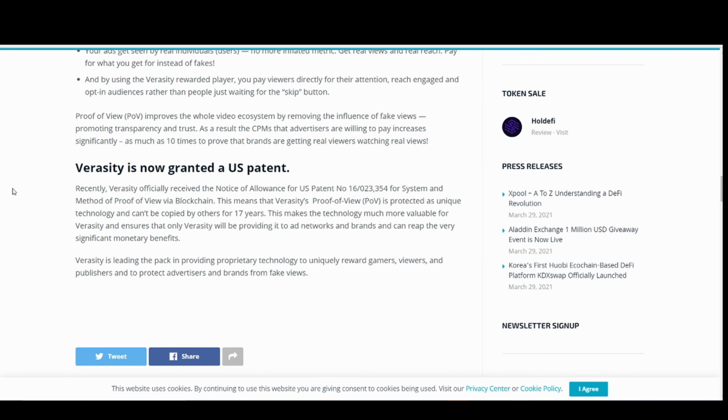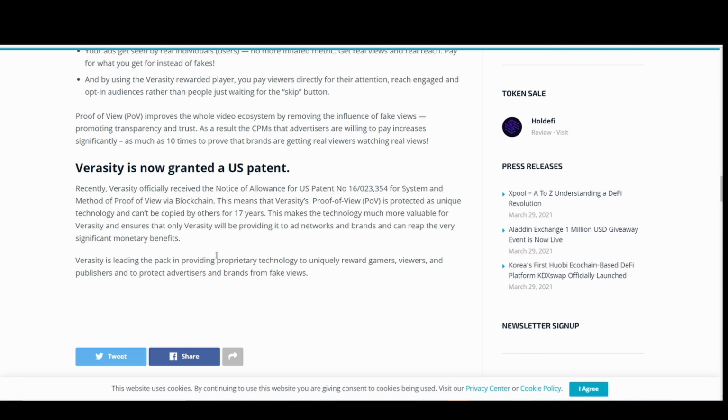Virasity is now granted a U.S. patent. Recently, Virasity officially received a notice of allowance for a U.S. patent for a system and method of proof of view via blockchain. This means that Virasity's proof of view is protected as unique technology and can't be copied by others for 17 years. This makes the technology much more valuable for Virasity and ensures that only Virasity will be providing it to ad networks and brands and can reap the very significant monetary benefits. Virasity is leading the pack in providing proprietary technology to uniquely reward gamers, viewers, and publishers, and to protect advertisers and brands from fake views.